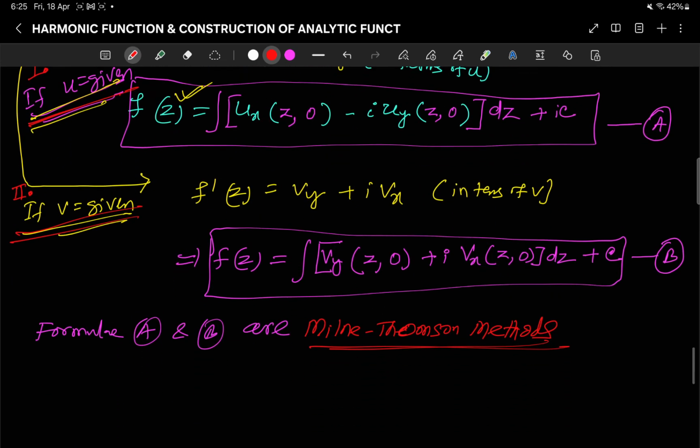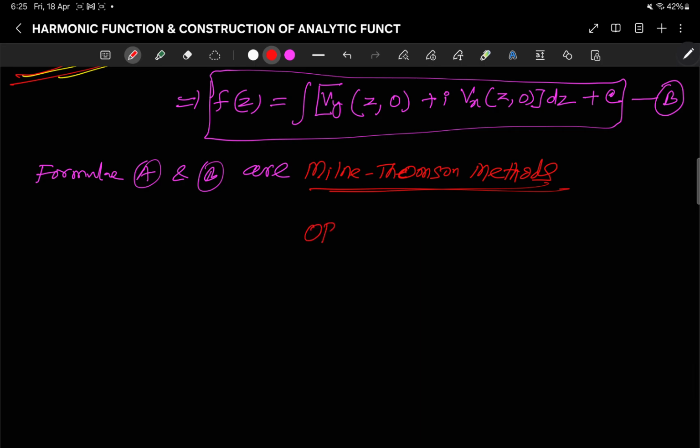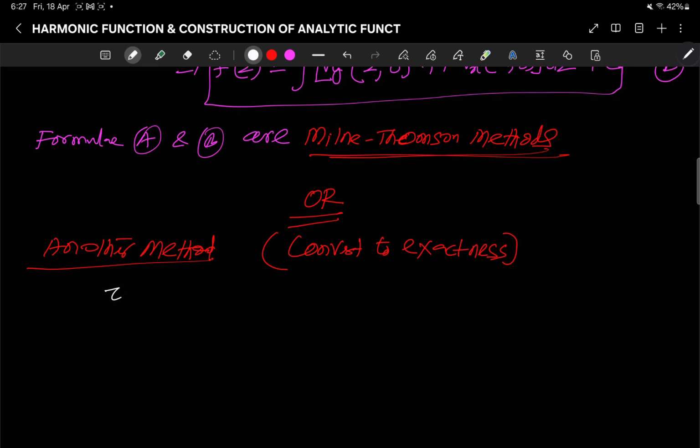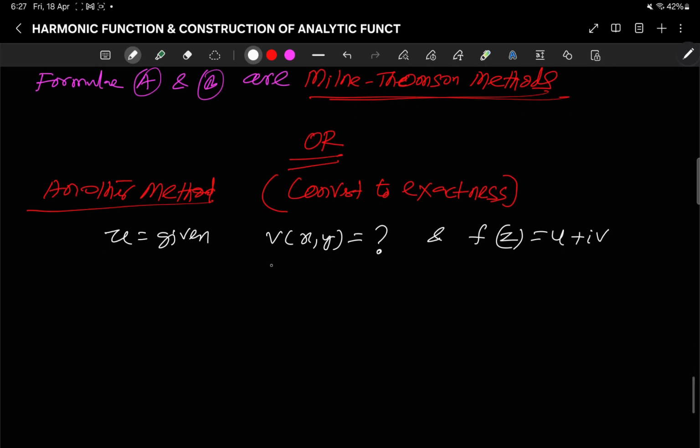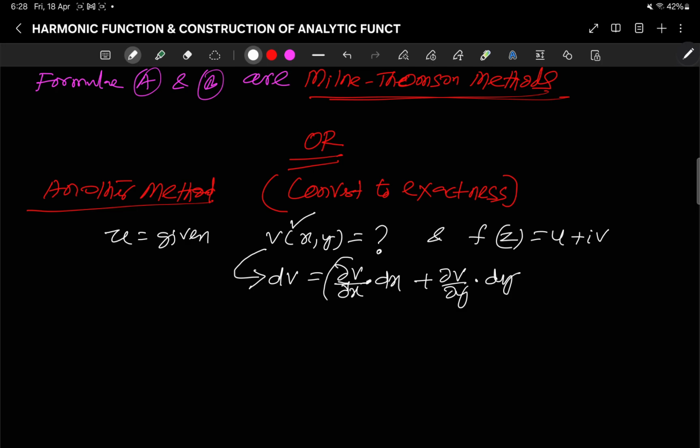There are several other aspects also. Alternatively, you can convert to exactness and solve. So another method: suppose your u is given. We have to find v(x,y), and we have to find f(z) equal to u plus iv. Since we need to find v, what is dv? By the chain rule, dv is del v by del x into dx plus del v by del y into dy. Now this del v by del x, we have to write in terms of u.